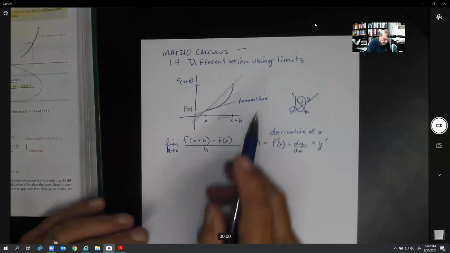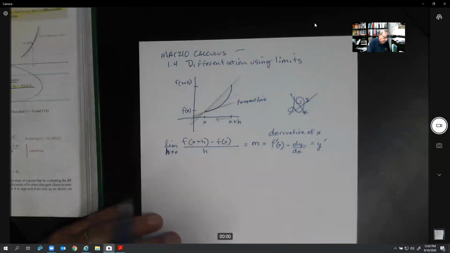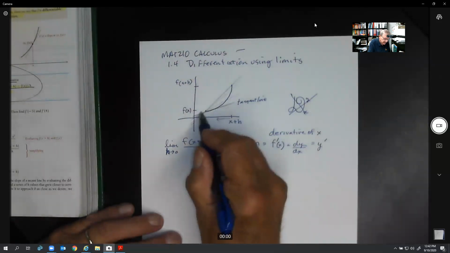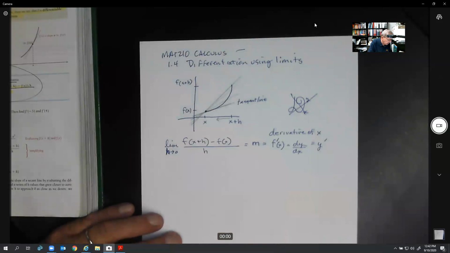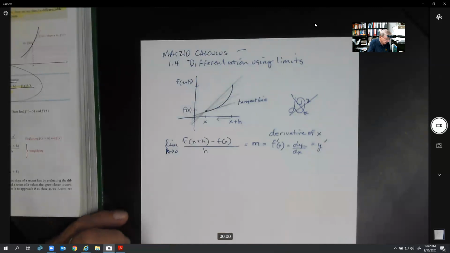Okay, so this was the rate of change. Now this is the instantaneous rate of change. This is finding out exactly what the slope is at this particular point. And that's what we're doing here. So let's try a problem here.